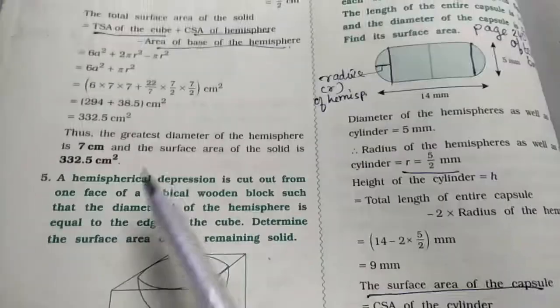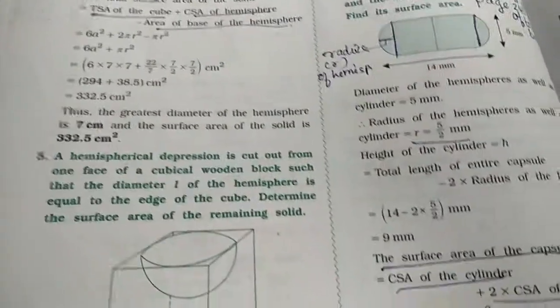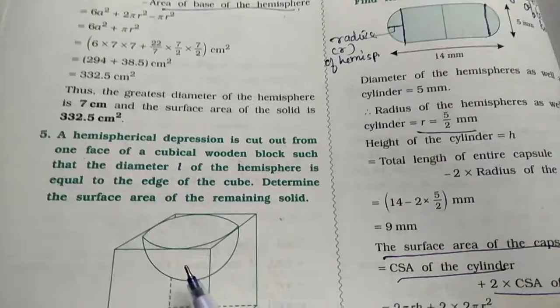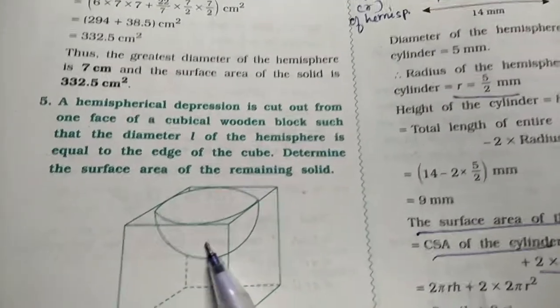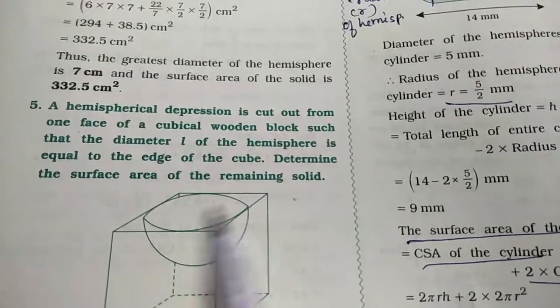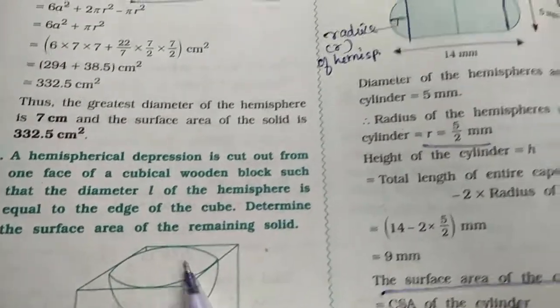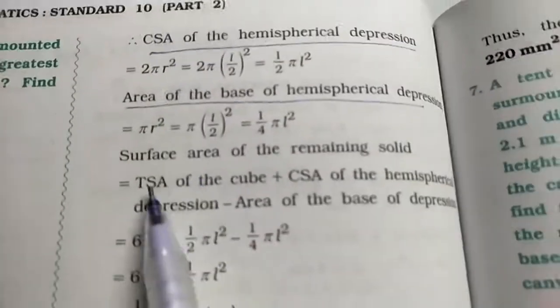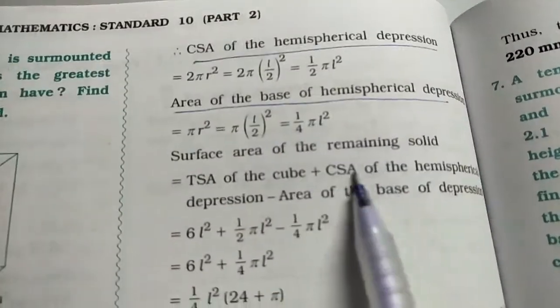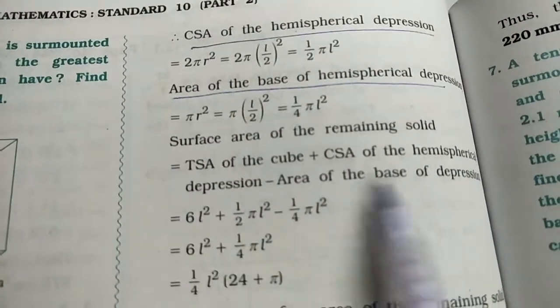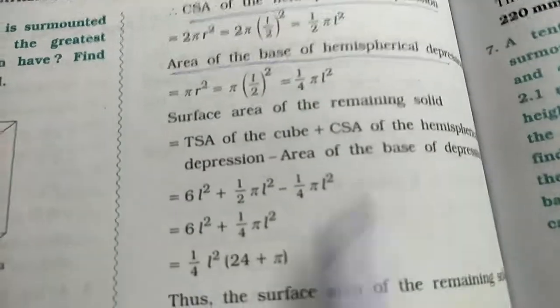Here also, exactly like this sum, you have to find the surface area of this cube, you have to find the surface area of this hemisphere, and you have to subtract the area of the base of the hemisphere, that is a circle. So first you find the surface area of the cube plus the surface area of the hemisphere minus the area of the base, that is the area of the circle.